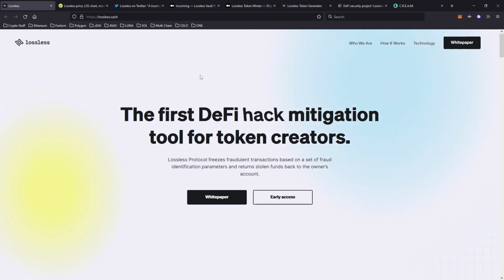So today I'll be taking a look at Lossless, or the website lossless.cash, basically the same thing. This is a hack mitigation tool and something to protect the DeFi industry. I'll quickly show you the homepage and what they're advertising. It helps contract creators protect their platforms and their tokens. Their short blurb reads: Lossless protocol freezes fraudulent transactions based on a set of fraud identification parameters and returns stolen funds back to the owner's account.